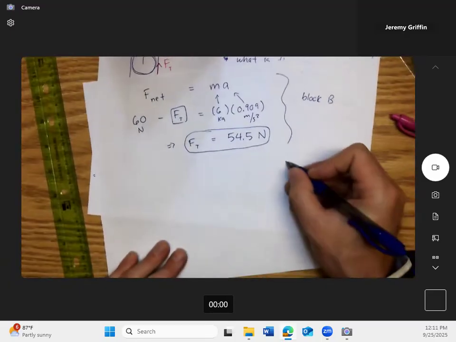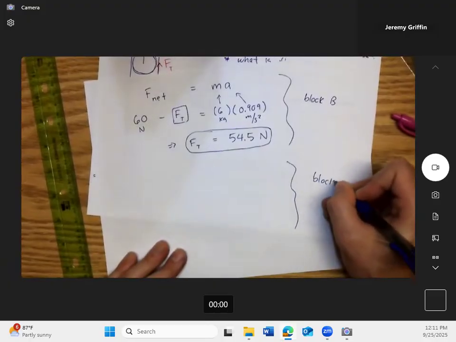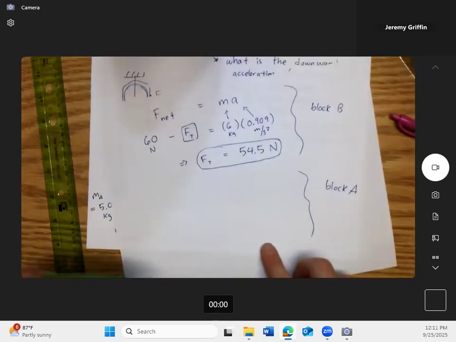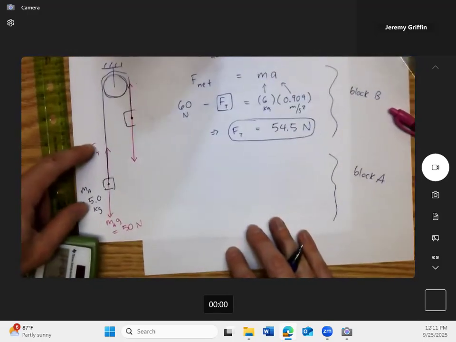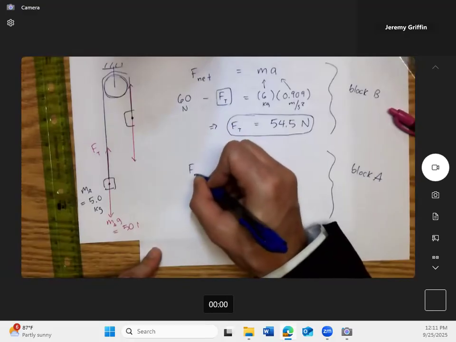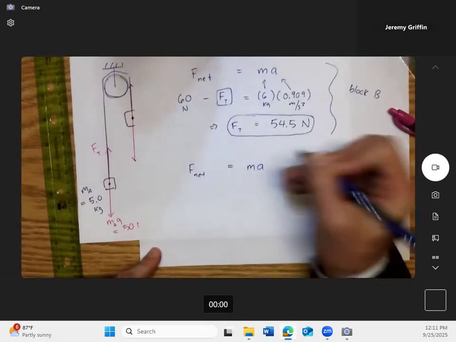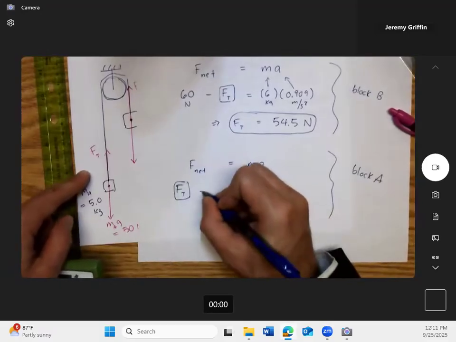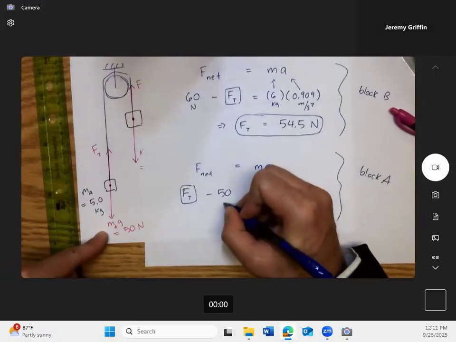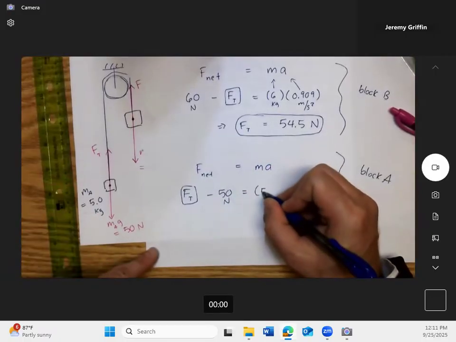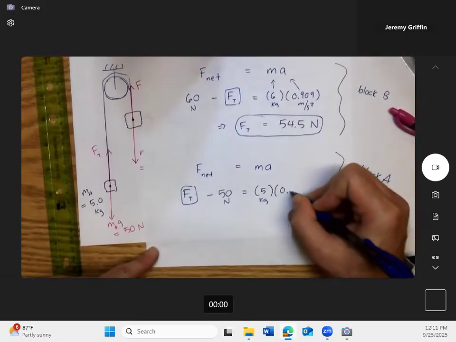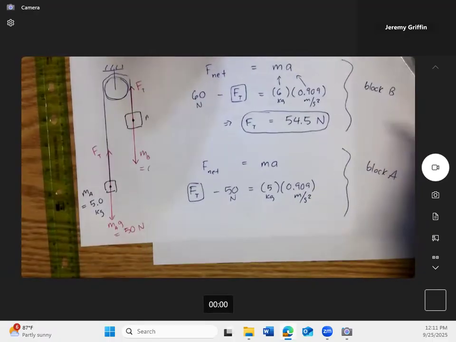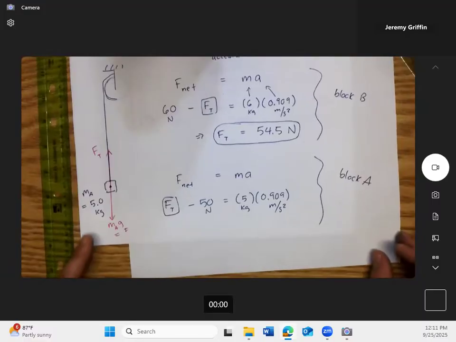Let's do it for block A. And I'm guaranteeing you that it's going to be the exact same tension. But we'll do a different setup. So I'm still doing F net equals MA, but now it's for block A. So this is the tension force pulling up minus the 50 newtons weight pulling down results in a 5 kilogram block also accelerating at 0.909 meters per second squared. Is that true? Everybody following so far? That makes sense, right?